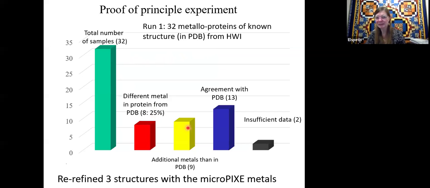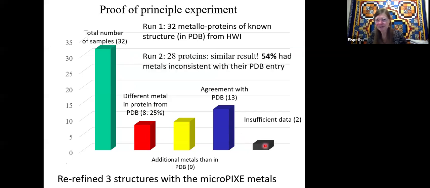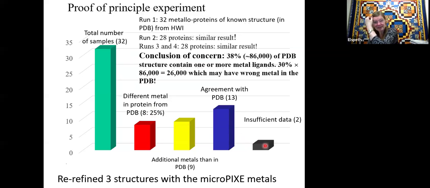9 of them had additional metals and 13 were correct. And then 2 of them had insufficient data. So we were a bit horrified by this. So we did another set of 28 proteins, and this time 54% had metals inconsistent with a PDB entry. And then we did a third and fourth set of 28 proteins each with a very similar result.